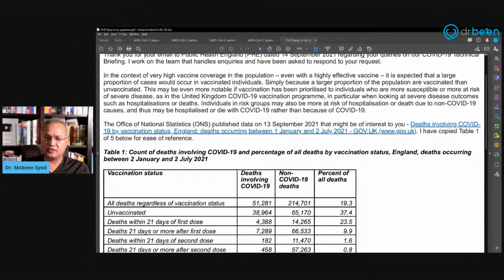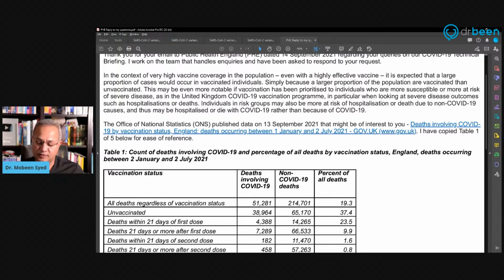To understand this, if everybody is vaccinated, then any cases that would occur will occur in vaccinated. And if no one is vaccinated, then any cases that would occur will occur in unvaccinated. That's just using the extremes to explain this point. Simply because a larger proportion of the population are vaccinated than unvaccinated. This may be even more notable. So this is a very important point.